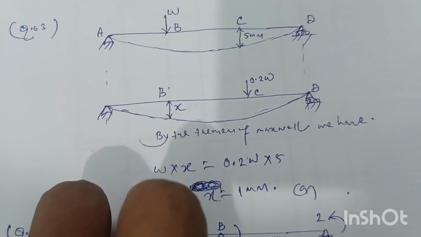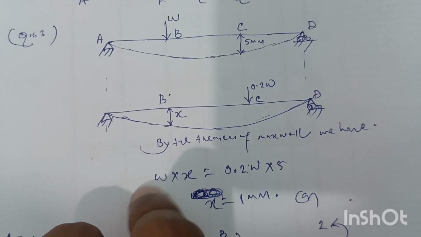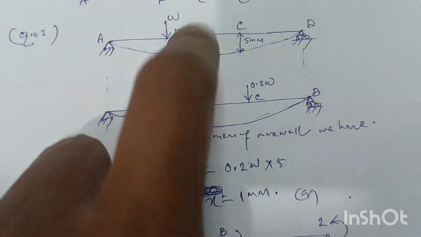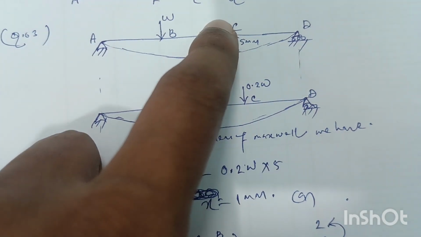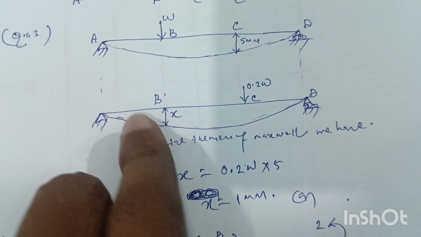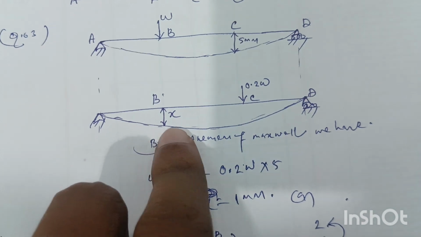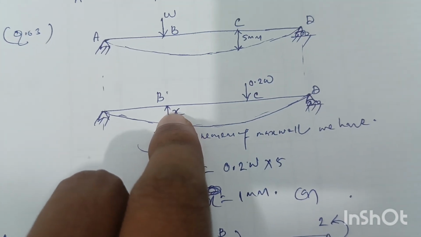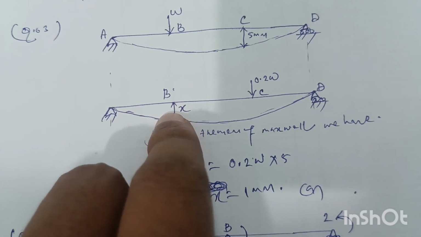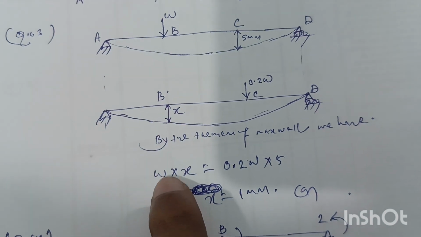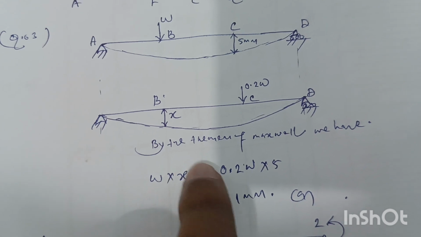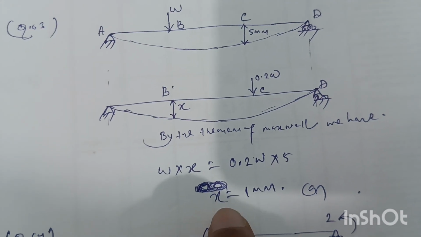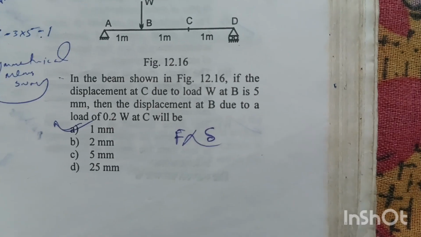By Maxwell's reciprocal theorem, we can write this load into this deflection and this load into this deflection, and these two can be equated to each other. Suppose the deflection for the second case here at coordinate B is x mm. So W into x equal to 0.2 W into 5. By calculating we will get x equal to 1 mm. Option A is the right answer.